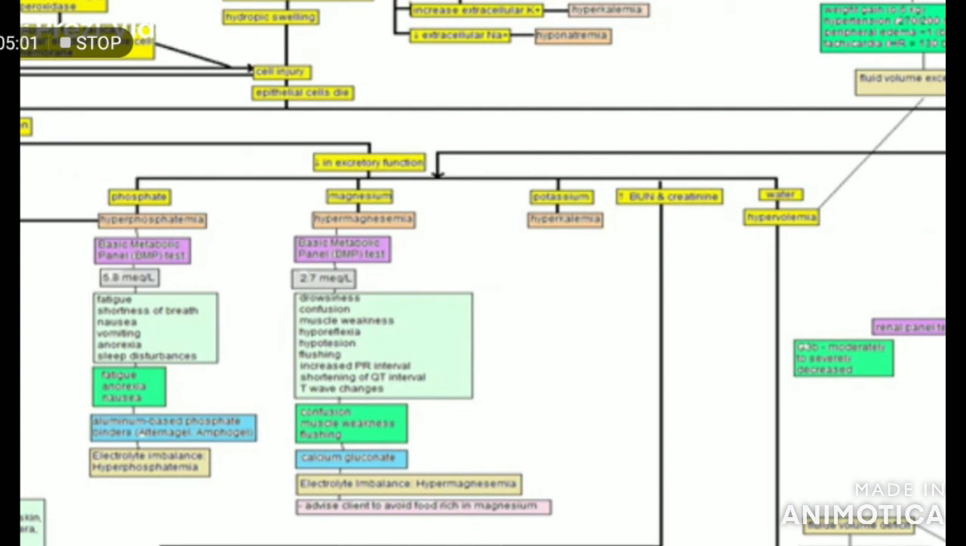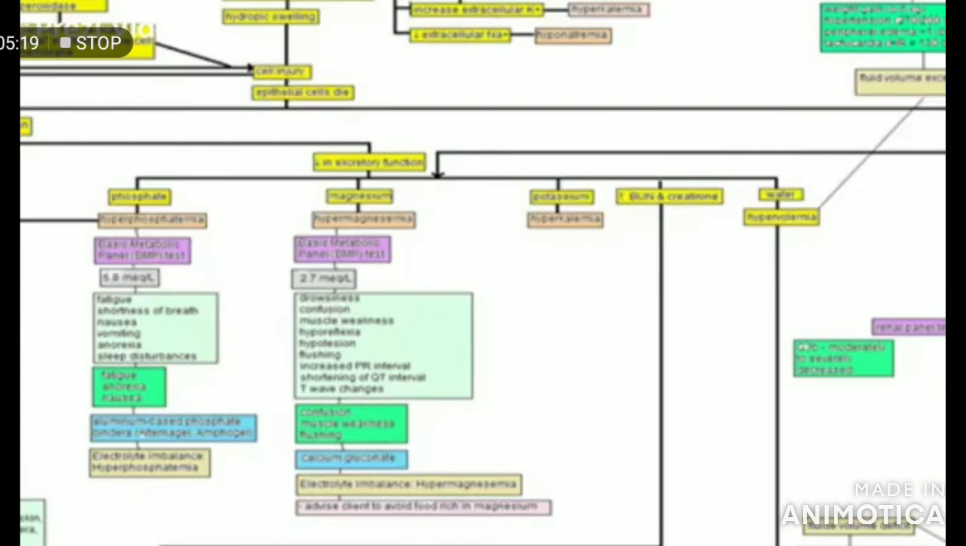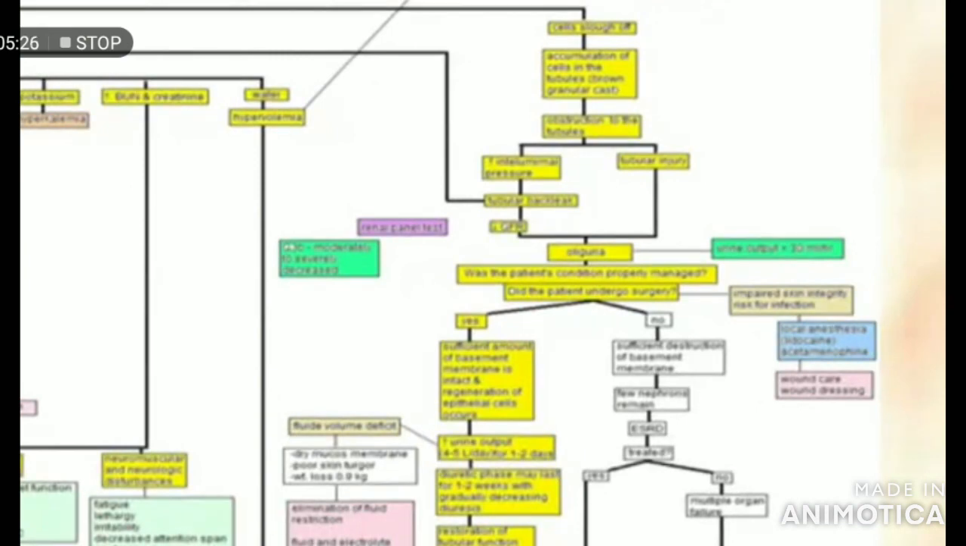The electrolytes that are supposed to be excreted by the kidney into the urine will go back to the bloodstream, causing again hyperphosphatemia, hypermagnesemia, and hyperkalemia. The BUN and creatinine levels also increase. Then there is also hypervolemia, which will then, when tubular back leak happens, lead to a decrease of GFR, and the result would be an oliguria, or urine output of less than 30 ml per hour.